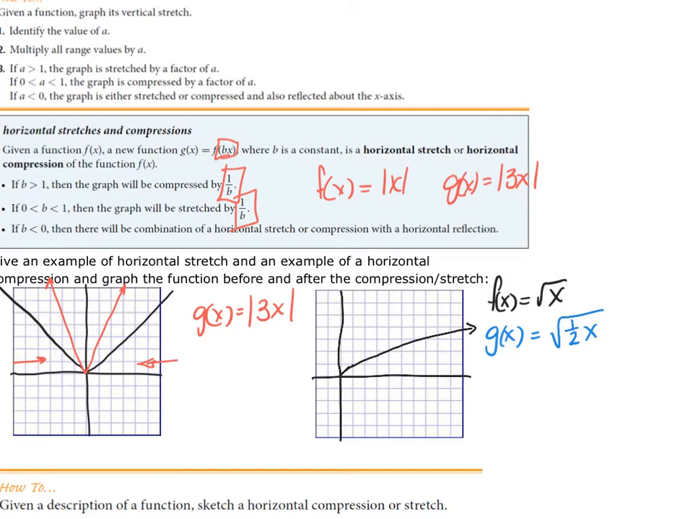Now, when I have the 1/2 there, what this does is it stretches it by a factor of 2. So instead of going through the 1, 1, it's going to go through the point 1, 2. Excuse me, it's going to go through the point 2, 1. So I'm going to go 2, 1. And instead of going through the point 4, 2, it's going to go through the point 8, 2. So it's going to look more like that. So when you have a compression or a stretch in the horizontal direction, then we are multiplying by the reciprocal.